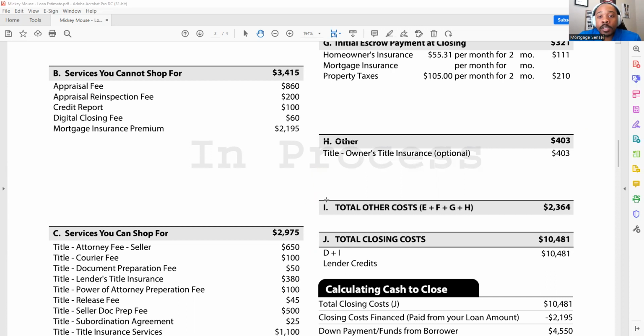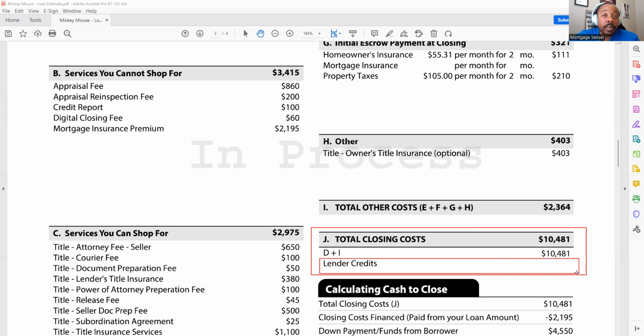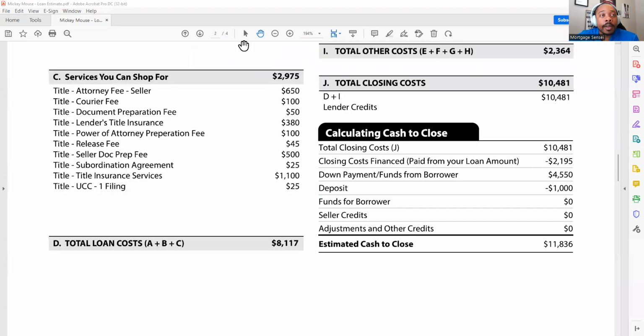All right. As you can see, line number I, or box I, is just an accumulation of E, F, H, and G. Below that, in line J, you have your line D, which is the left side added up, plus line I, which is the right side added up. And then you have any kind of lender credits based off of the interest rate which you get. Going down from here.